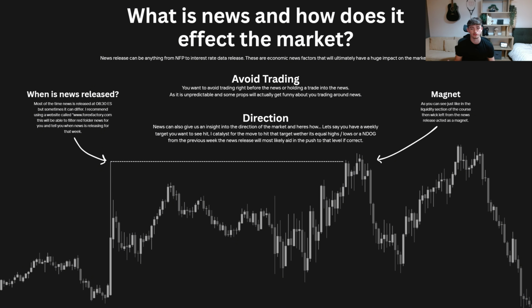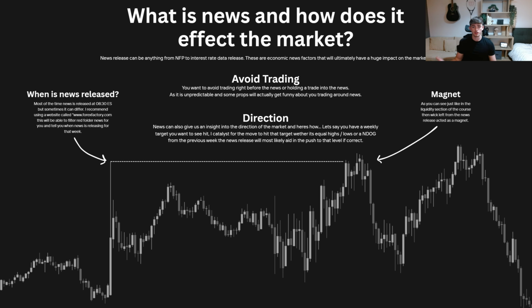You want to know when news is releasing because you don't want to get chopped up. Now you also want to avoid trading when there is news about to be released. So you want to avoid trading right before the news or holding a trade into the news, as it's unpredictable and some props will actually get funny about you trading around news. Some prop firms can actually cancel your accounts or instantly fail you if you are holding your trade through a news release. Just a little side note as well, you can also use news, high impact news, to pass evaluations.